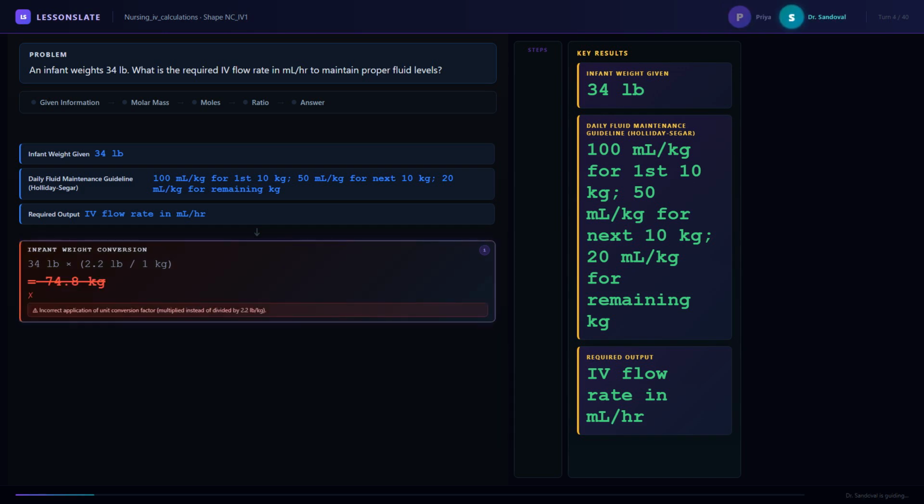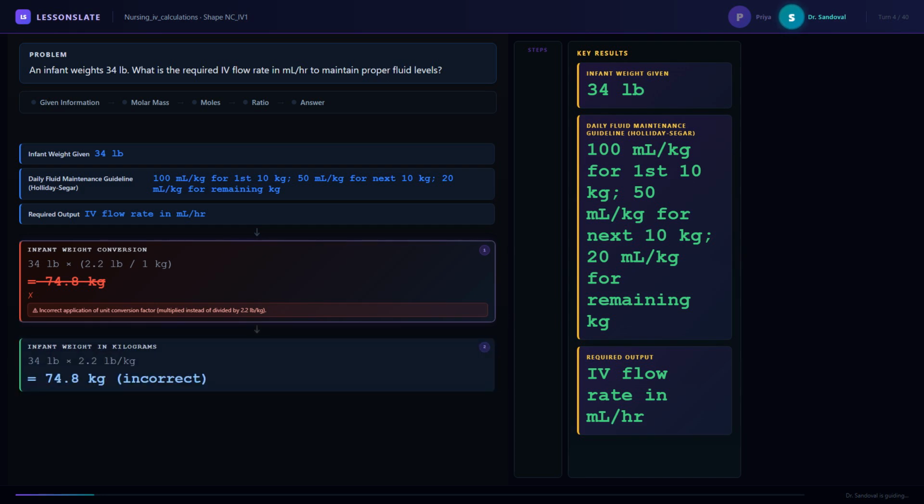You're absolutely right that converting the weight to kilograms is the crucial first step, Priya. However, let's double-check how the units cancel out when you multiply 34 pounds by 2.2 pounds per kilogram. If you have pounds on top and pounds on top again, what does that do to the unit in your final answer? Remember, we want kilograms as our final unit. How should we set up that conversion factor to make sure the pounds cancel out?